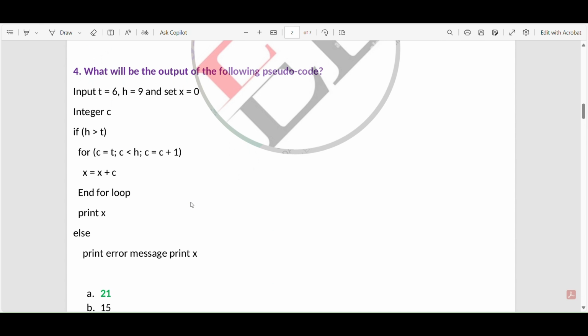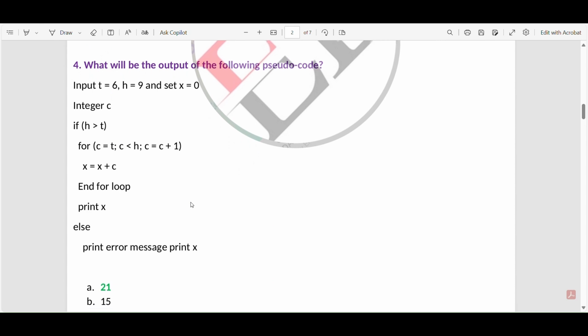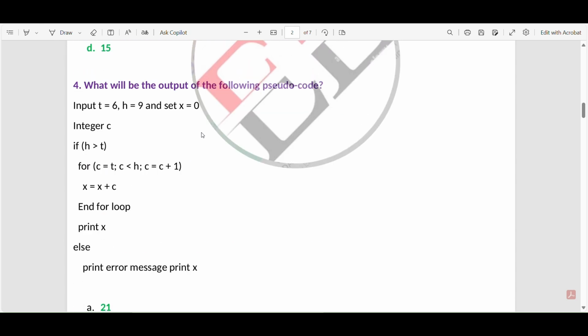And next, when you go to question number 4, what will be the output of the following pseudocode? We are having another pseudocode now, and you need to print what is the output of that. See, in technical, mostly you will be having questions on pseudocodes itself, right? And I'll be giving you another stuff too.